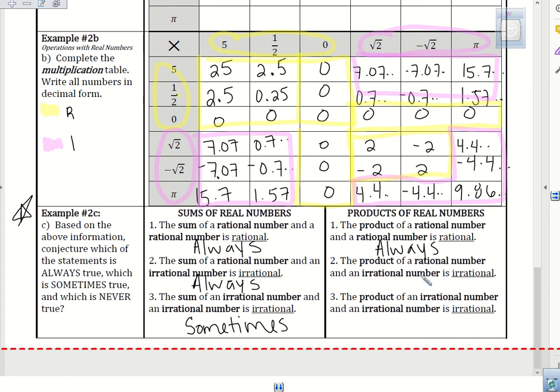Product of a rational number and irrational number is irrational. Rational, irrational, I have both pink and yellow. That means this is only sometimes true. Last but not least, the product of irrational and irrational is irrational. Irrational times irrational, this section down here, we got yellow and pink. So this is sometimes. Okay? And that is our 1.1 real numbers notes.